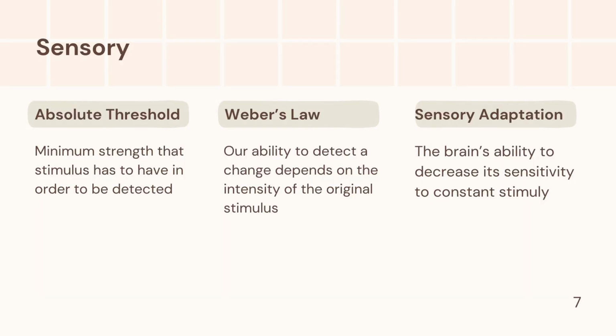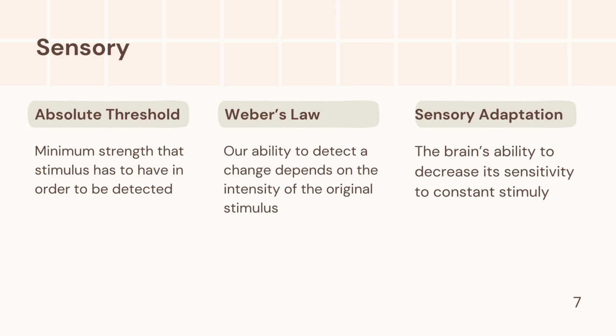Let's go back to sensation. Sensation is when the sensory organs collect information from the body and environment and send the information to the brain to process. Transduction for sensory is when a physical stimulus, for example a light wave, is converted into an electrical signal that the brain can understand. And our first term that we really need to know is the absolute threshold. Absolute threshold is the minimal strength that a stimulus has to have in order to be detected.